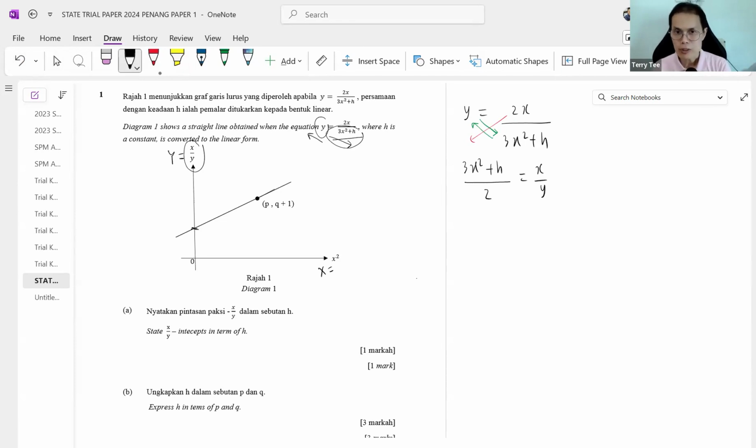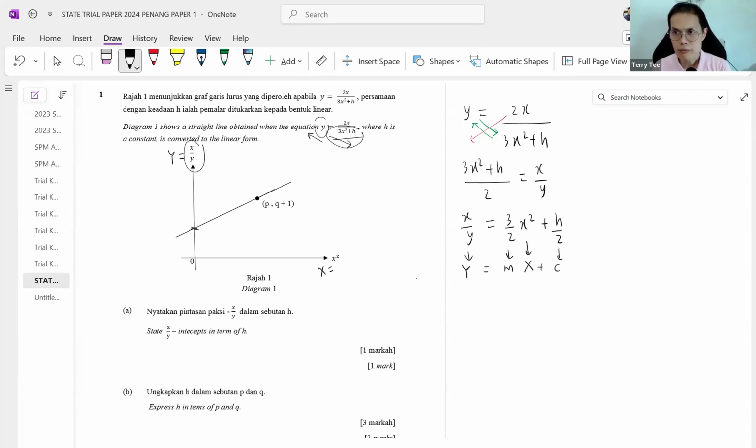Now, notice to convert to linear form, we could write in the form of y equals mx plus c. So that's where we have to split this. I'm going to rewrite x over y on the left, and split this into 3 over 2 x squared plus h over 2. So this is your big Y. This will be your gradient. This will be your big X. And this will be your C.